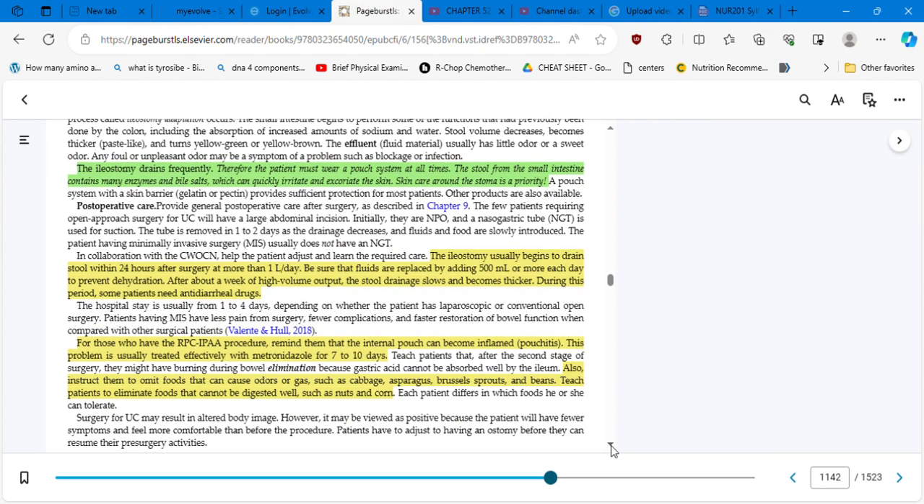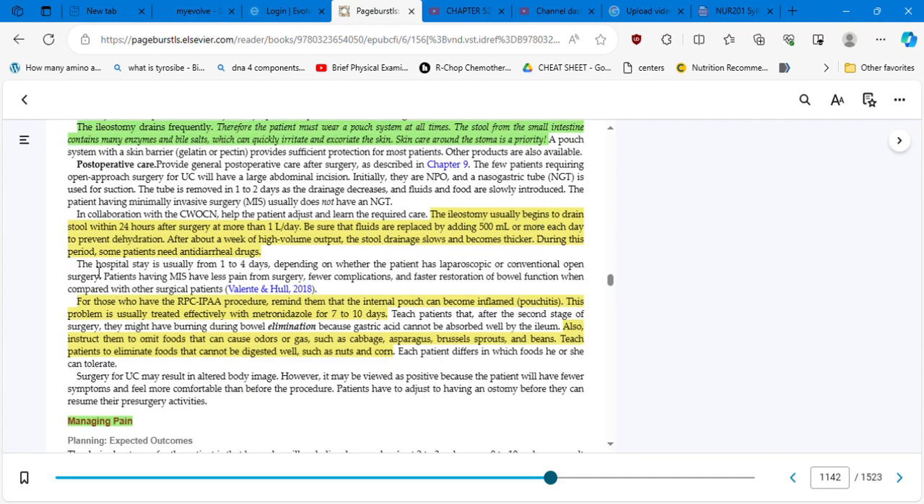The ileostomy usually begins to drain stool within 24 hours after surgery at more than 1 liter per day. Be sure that fluids are replaced by 500 mL or more each day to prevent dehydration. After about a week of high volume output, the stool drainage should slow and become thicker. During this period, some patients need antidiarrheal drugs.